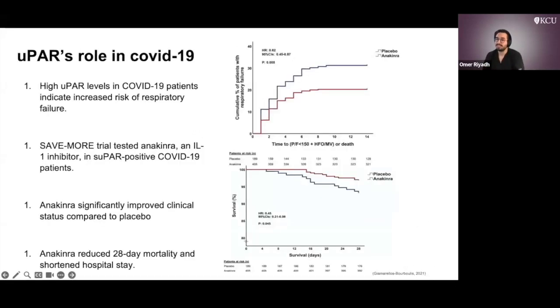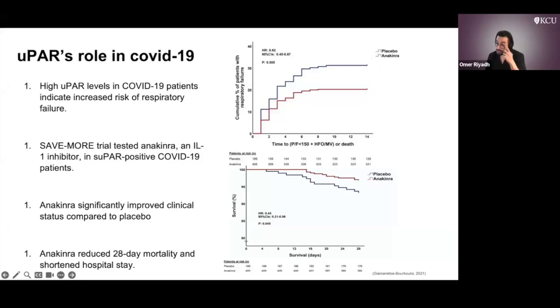So lastly, I feel like these days you really can't end a talk or study a protein without diving a little bit into COVID-19. And this was a very recent publication, actually, not targeting uPAR in COVID-19, but moreover showing that the increase of uPAR in COVID patients had an increased risk of respiratory failure. So they wanted to use uPAR here as a marker.